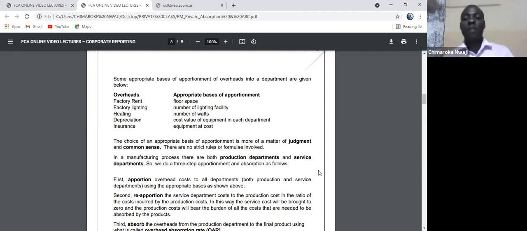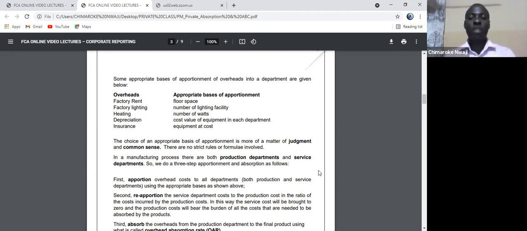Another service department would be the kitchen or canteen. Somebody must eat, isn't it? When you're tired or hungry, you go and eat. So the kitchen or canteen has provided service to the production department. So now, how do we apportion costs to the product when we have a production department and a service department?